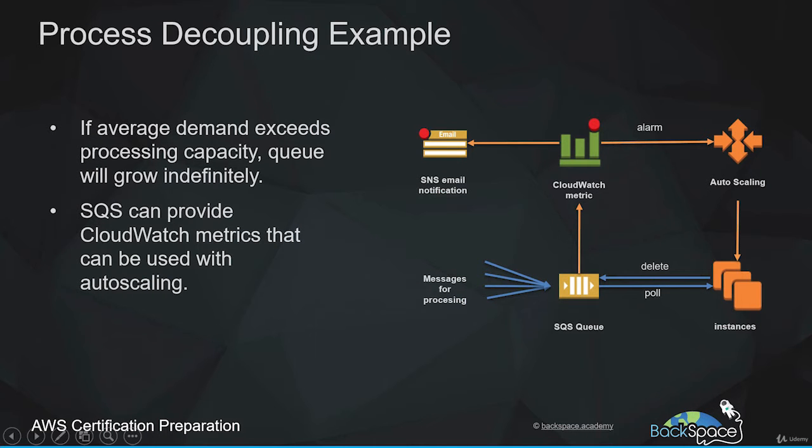So let's have a look at an example of using these services to decouple our application from its demand. Let's just say we have an application and it's running on an auto-scaling group of EC2 instances. And that application is a process server. It's not a web server. It's processing messages as they come in. And those messages could have information on an image that needs to be processed, or a video that needs to be processed, or a cryptography problem that needs to be solved.